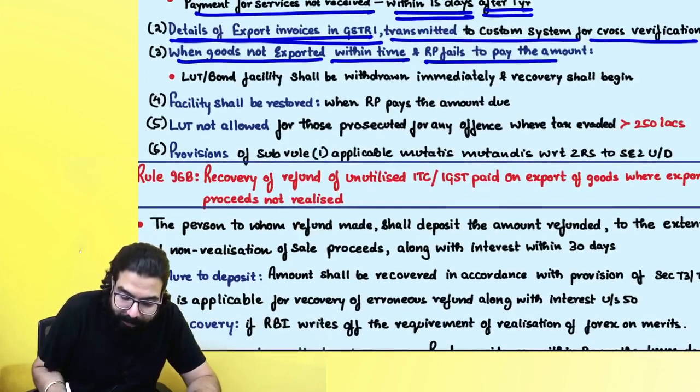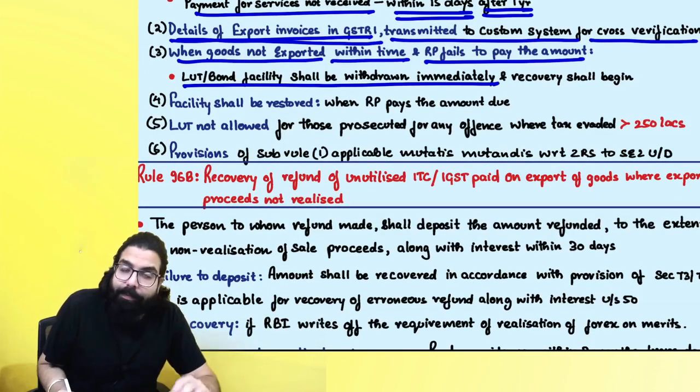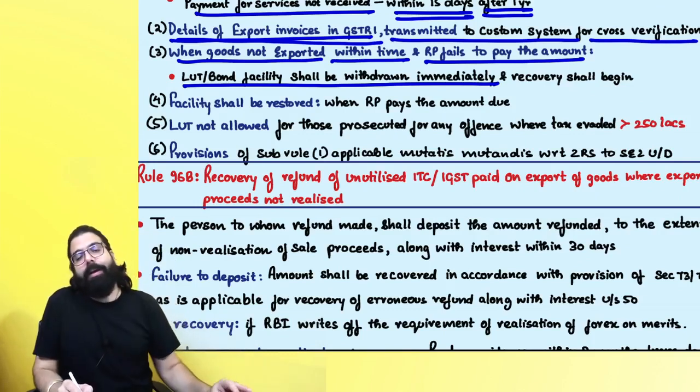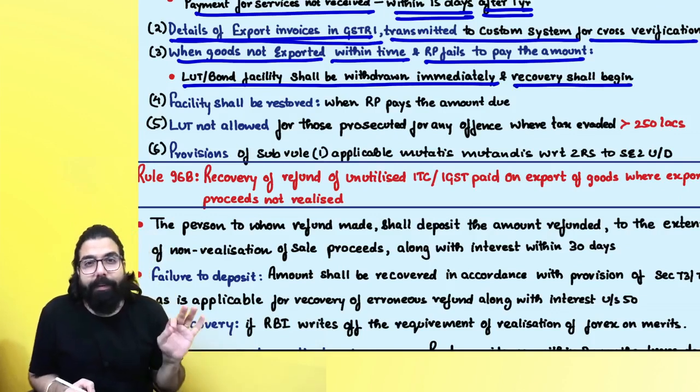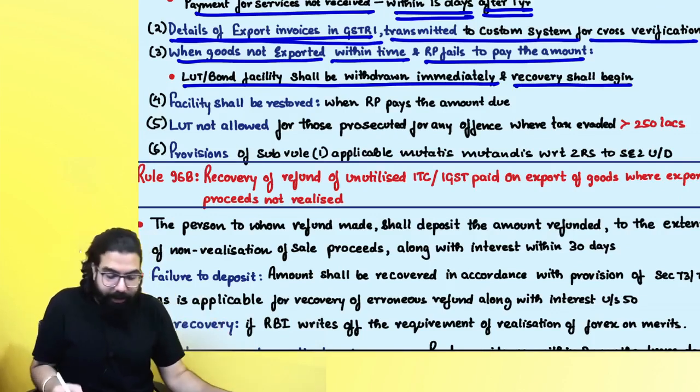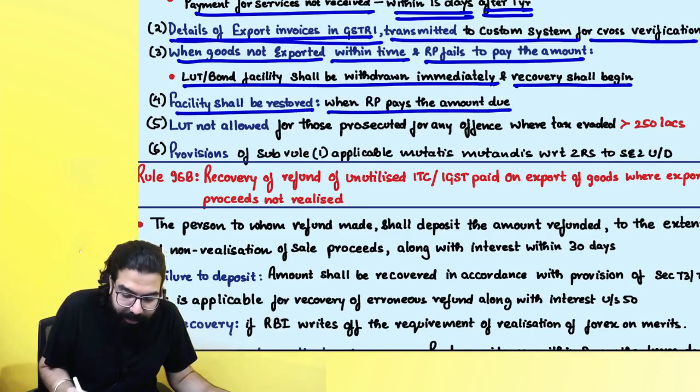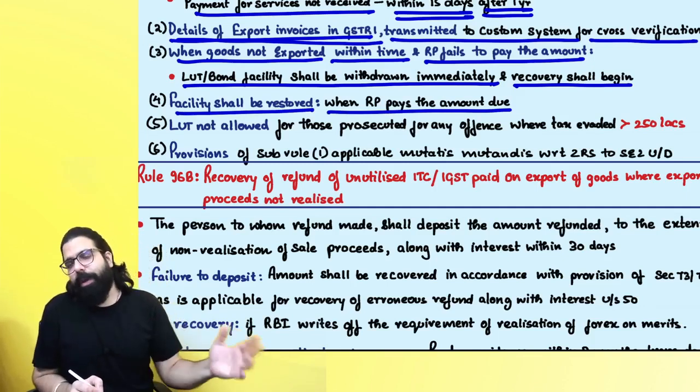If the registered person fails to pay the amount, then the LUT or bond facility will be immediately terminated. Basically they will withdraw it, and recovery shall begin. Whatever is the tax plus interest, recovery will start. Sir, the facility shall be restored when the registered person pays the amount of tax with interest.